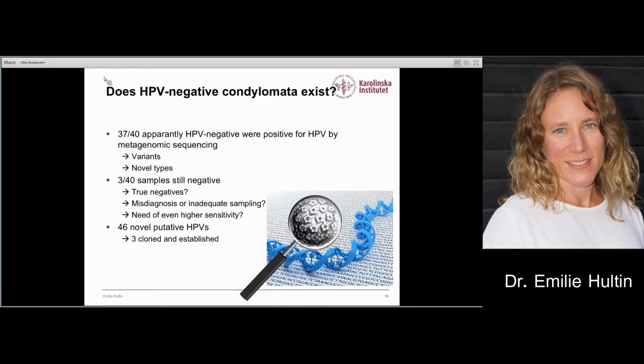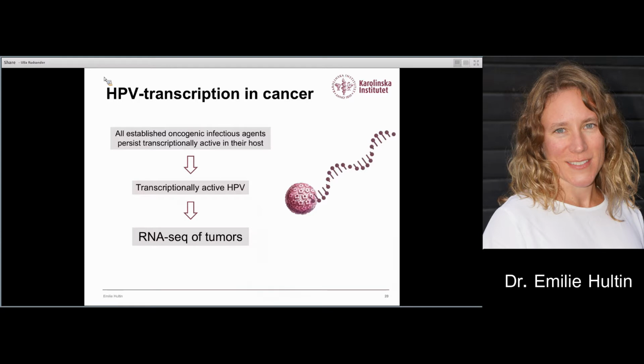So then I would like to talk a little bit about HPV transcription in cancer. As all established oncogenic infectious agents persist transcriptionally active in their host, it would be very interesting to look for transcriptionally active HPV in certain cancers. And how can we do that? We wanted to look for RNA from HPV by RNA sequencing of tumors.